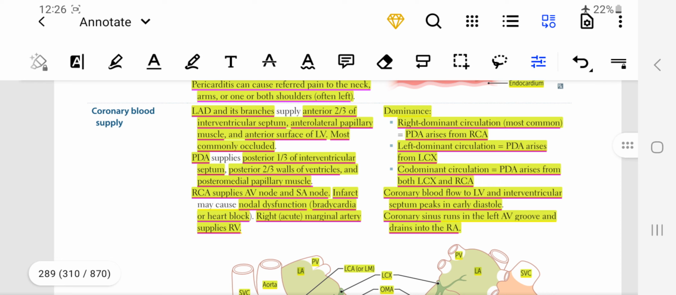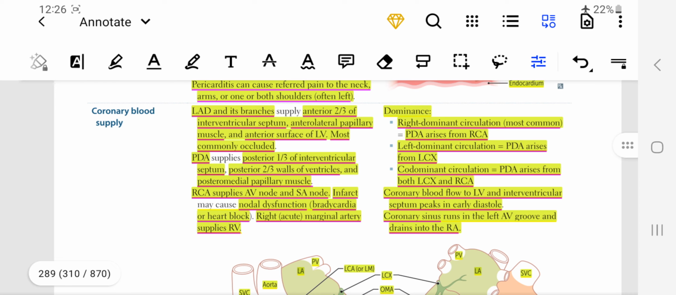Coronary blood supply. LAD and its branches: anterior two-thirds of the interventricular septum, anterolateral papillary muscle, anterior surface of left ventricle. Most commonly occluded. Okay. Then PDA: posterior one-third of interventricular septum, posterior two-thirds walls of ventricles, and posteromedial papillary muscle.